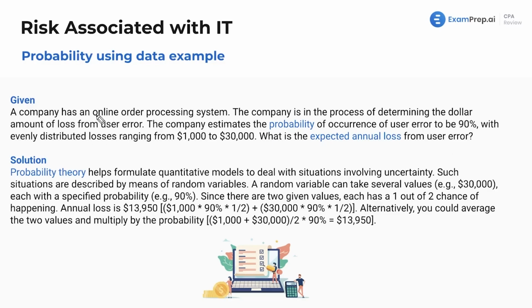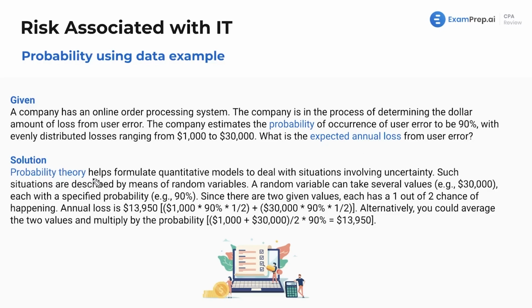The company has an online order processing system. The company is in the process of determining the dollar amount of loss from user error. The company estimates the probability of occurrence of user error to be 90%. That's pretty high. That's not very good. With evenly distributed losses ranging from $1,000 to $30,000. Well, that's pretty rough. I'm just gonna say, wow, it's a little rough. What's the expected annual loss from user error? We're gonna generally do the same sort of approach, but let's see what changes here.